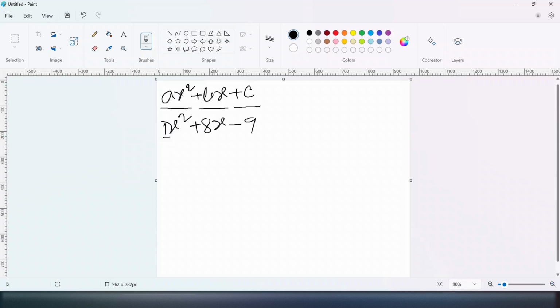Then you have bx. So on here the value of b is 8, and then you have x, right? And then on here you have c. The value of c is on here -9. Okay, and this is a's value. On here a is 1. Now let's do the middle term.